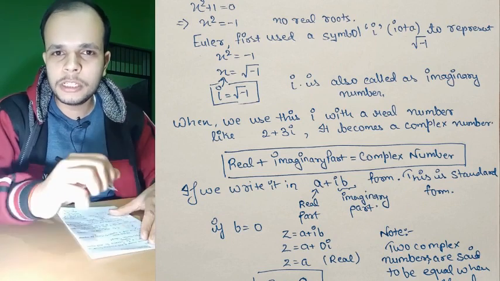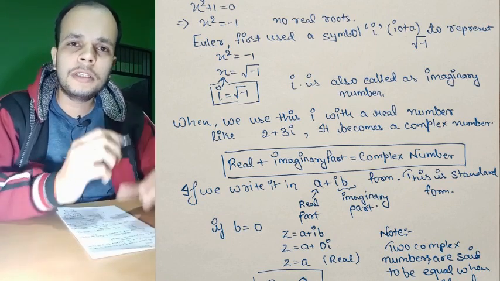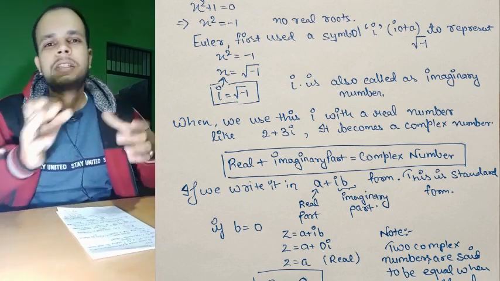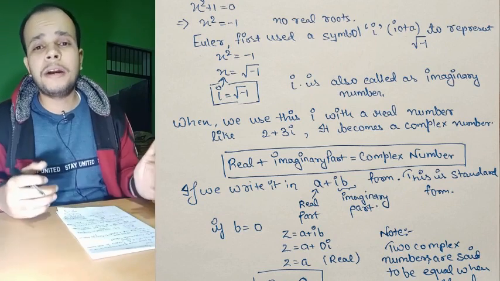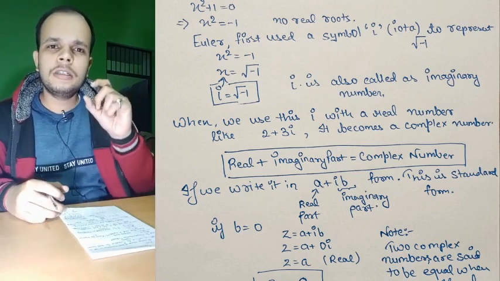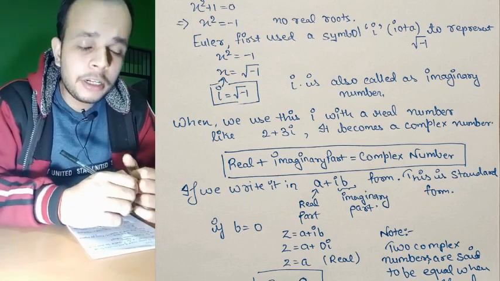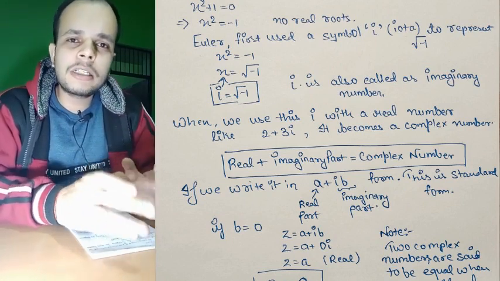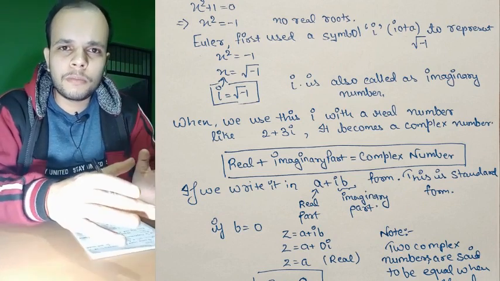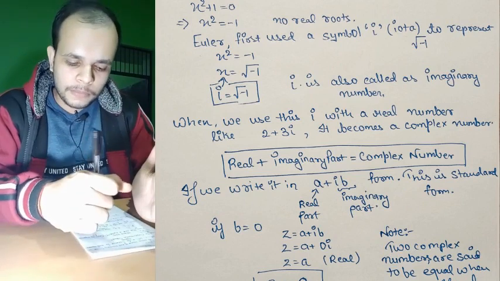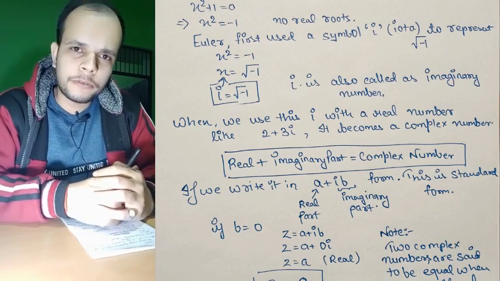And whenever we use this term, always with a real number, mixing it, and if we multiply or divide something with this, the real number becomes an imaginary number. Basically we write it as a plus ib. This is the general form. Okay, and it is also known as the standard form.